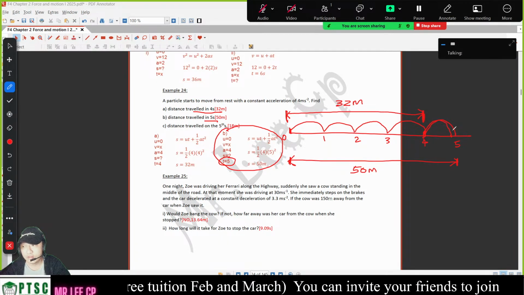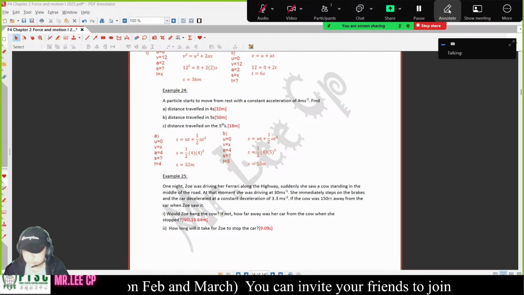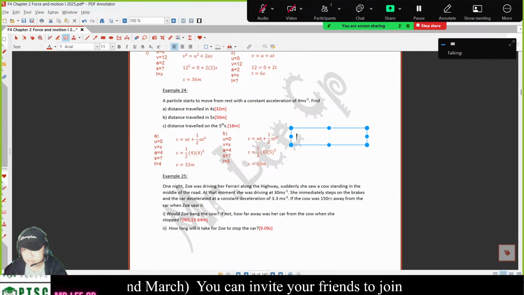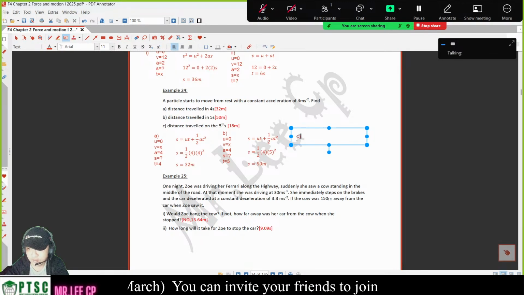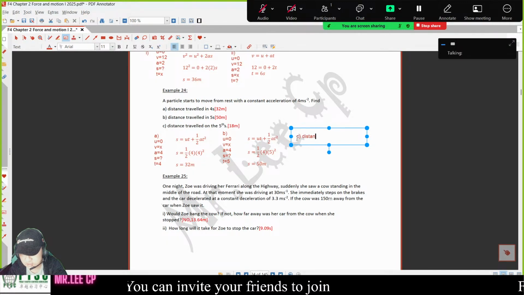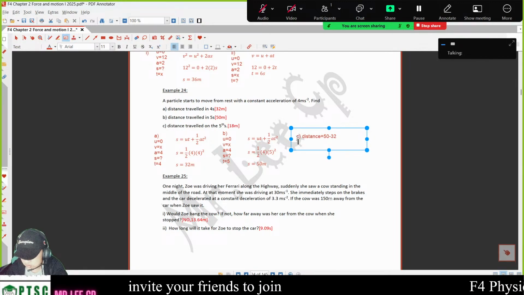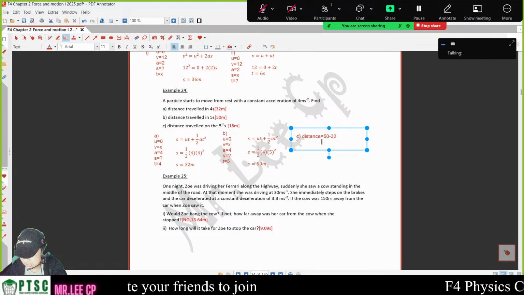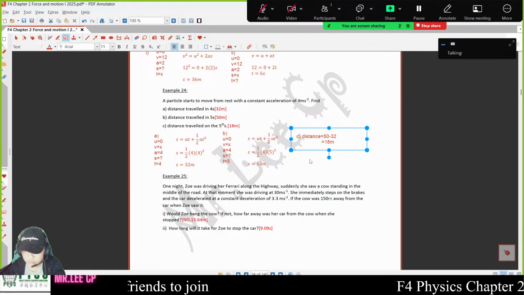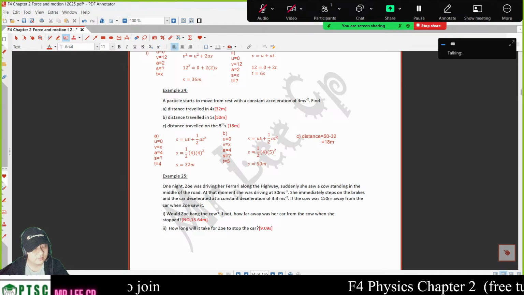How am I going to do it? So this one no need to use the formula. The answer, distance travel, is 50 minus 32, which is 18. Do you get it? Do you understand this?